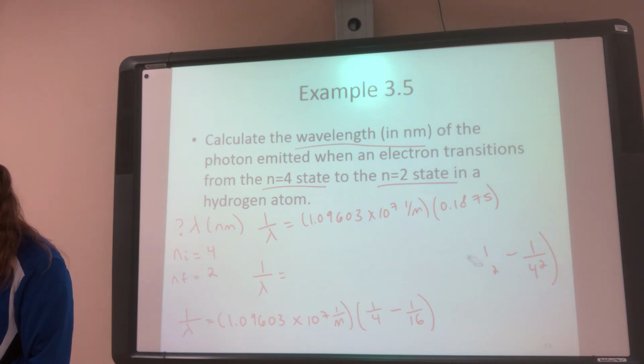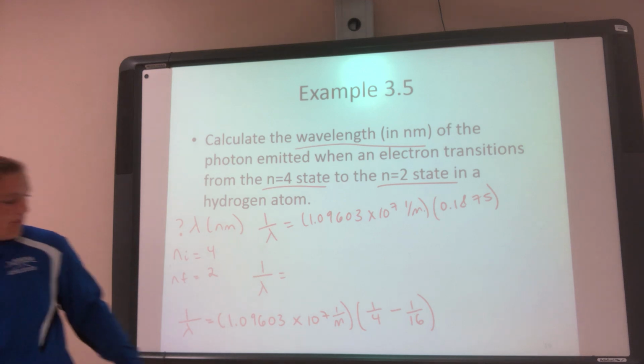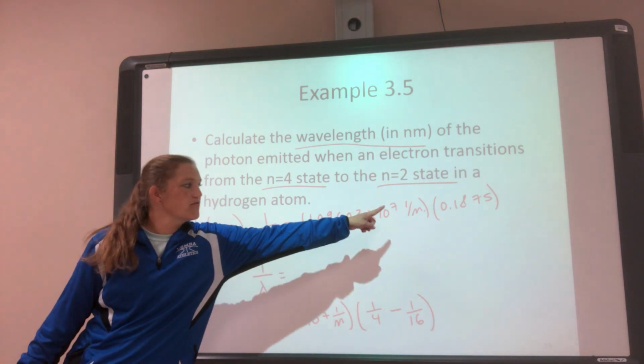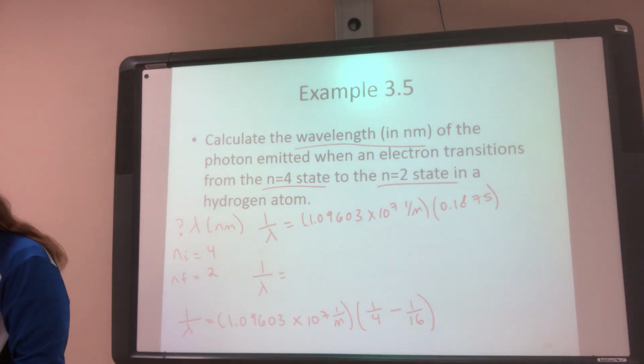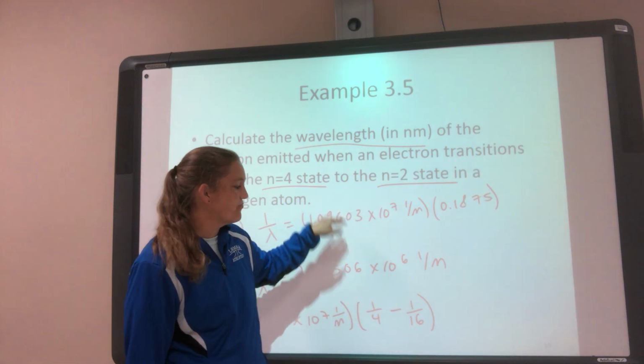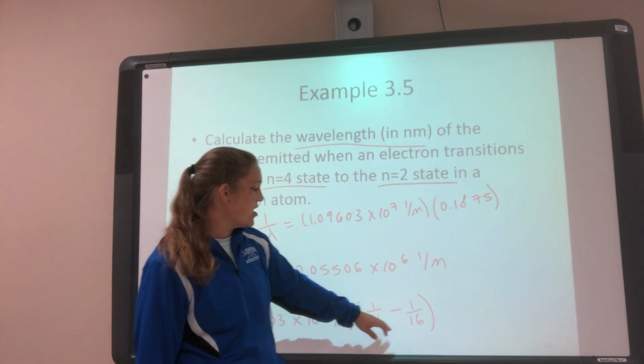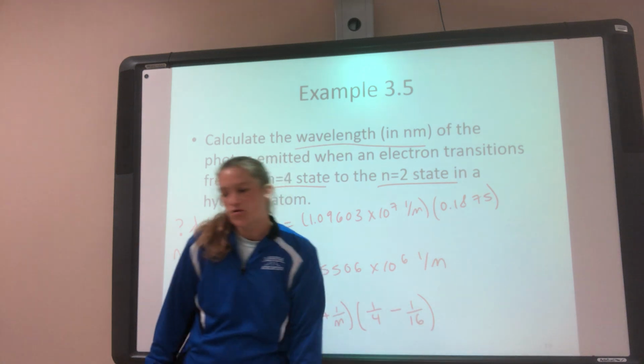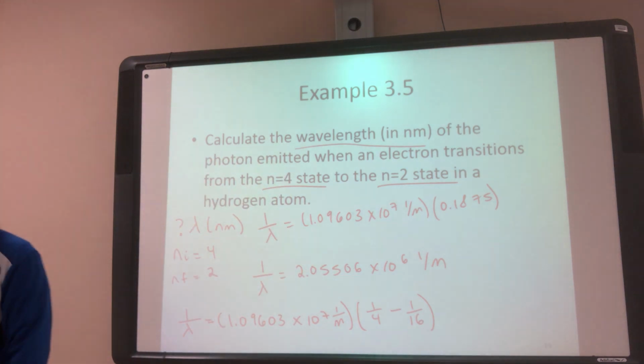Okay. Then you want to do the multiplication here. Start multiplying those two together. And you get 2.05506 times 10 to the 6th, 1 over a meter. Because this doesn't have any units, because it was just the n's. 1 over n squared, 1 over n squared, so no units. All right, but we're not done.